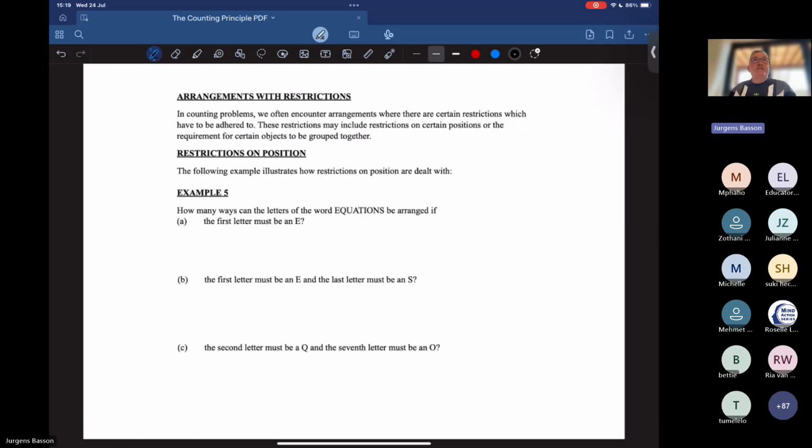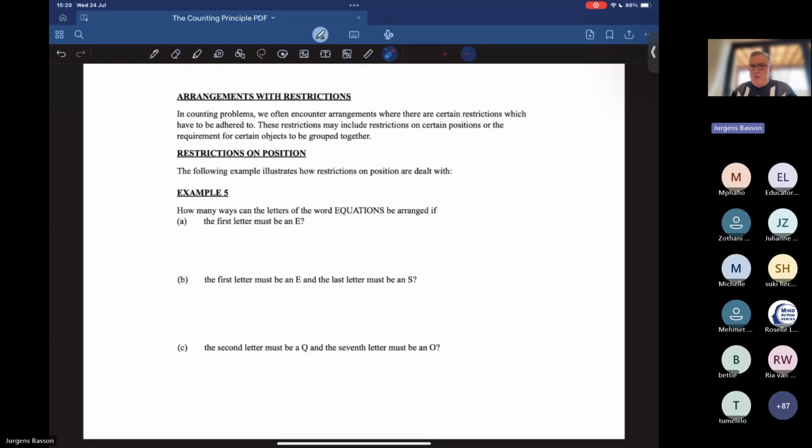So if you look at these, I say here at the top that we have arrangements with restrictions. And the first one we will discuss is a restriction on position. So we're going to look at similar questions to the menu, where we restrict positions. And if you look at this question, you notice that I took the word equations. It's quite a nice word to use in a discussion like this, because there are, I think, 9 letters. 1, 2, 3, 4, 5, 6, 7, 8, 9. And all 9 are different. There are no letters that repeat.